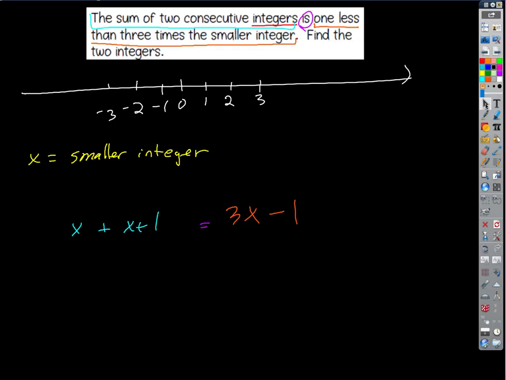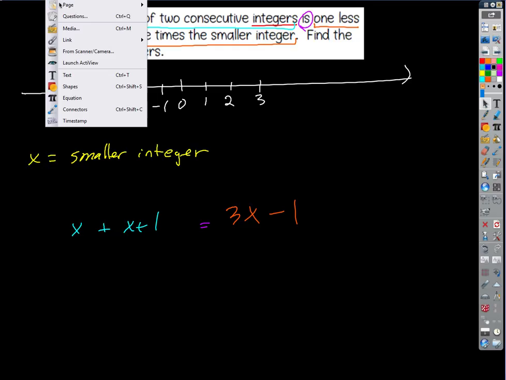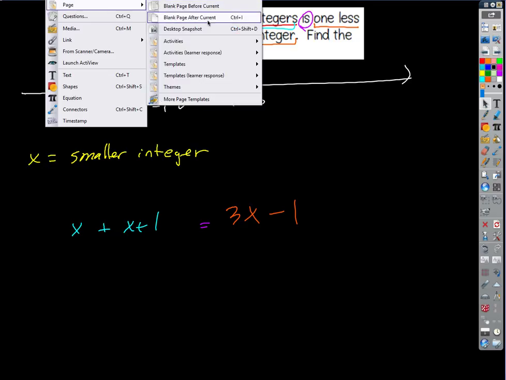What else? Other questions? It's a good question. Yeah. Anything else? 14. Let's look at 14. Okay, another word problem. Well, let's see if we can at least start to set this thing up.